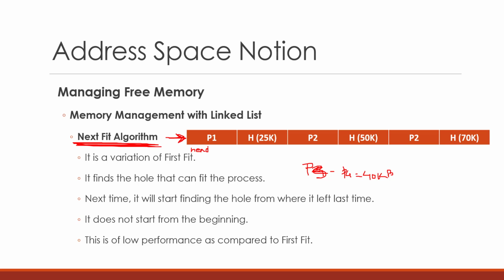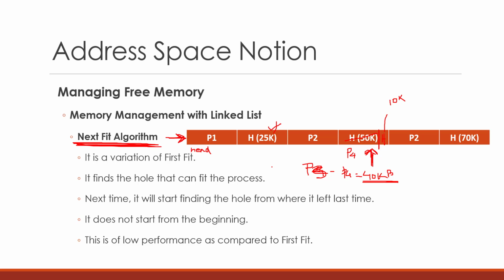It will start from the first location, and it will search for the available space where it can accommodate 40 KB, right? Can it accommodate over here? No. Can it accommodate over here? Yes. So it will just replace this with P4, and it will have a free space or hole of 10K over here, and it will keep a pointer over here as well.